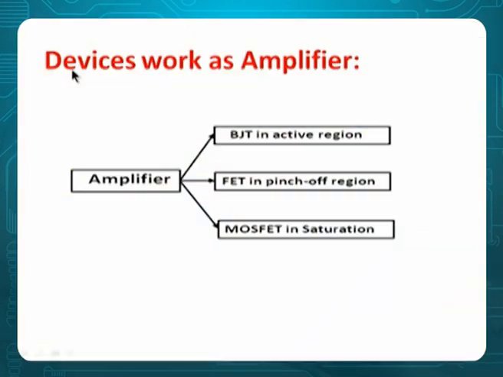Now let me talk for a while about different devices that are working as an amplifier. In BJT, in the active region it works as an amplifier. FET, in the pinch-off region it works as an amplifier. MOSFET, in the saturation region it acts as an amplifier. That means all parameters you are calculating for these three devices, you should take in these regions only, because only in those regions they are acting as amplifiers.